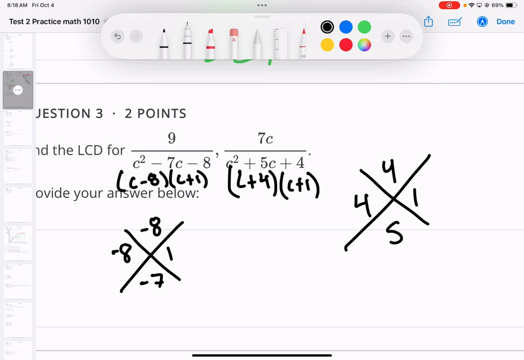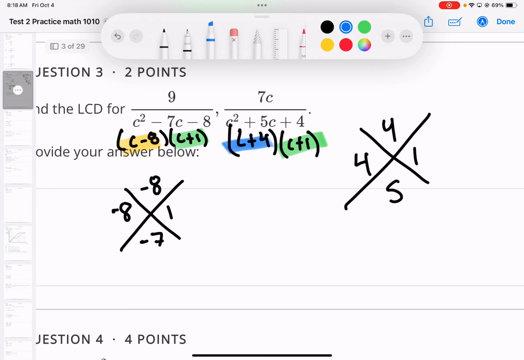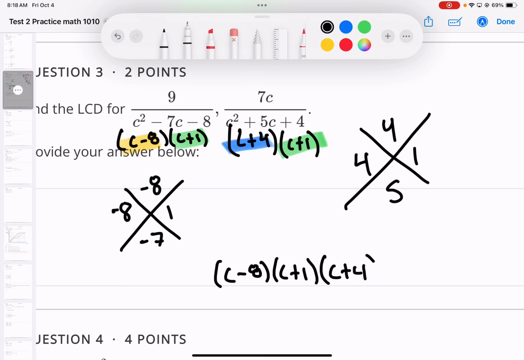And so all we're doing is, once we get those, I honestly don't care what's on top, but we want to have all of our factors. The only one you have duplicated is a c plus 1, but we just want to make sure we have all 3 of the different factors there. So our answer is going to look something like c minus 8, c plus 1, and then c plus 4.